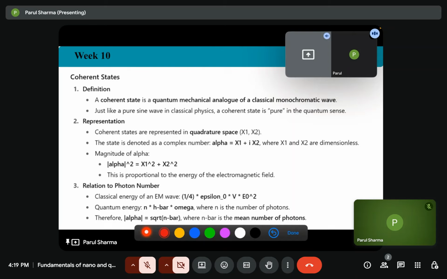We saw that we can represent the coherent state in the quadrature space, that is x1 and x2. We define alpha equals x1 plus i x2, because this was out of phase by pi by 2. So alpha is also a dimensionless quantity, since x1 and x2 are dimensionless.